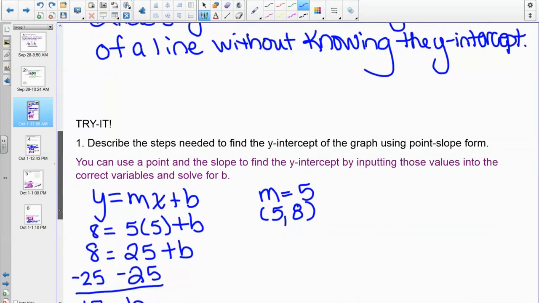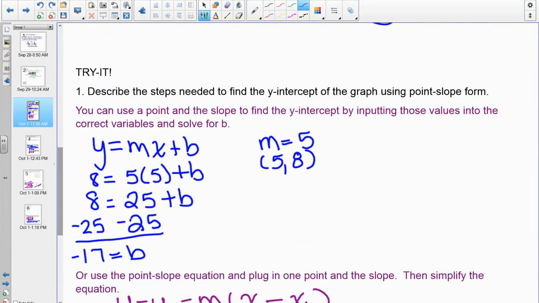So the tryout says, describe the steps needed to find the y-intercept of the graph without point-slope or using point-slope form. So we just talked about you don't have to have point-slope form, but can you, if you're in point-slope form, find the y-intercept? So I gave you two options here. So the first one is you could just start in y equals mx plus b format, because we're looking for the y-intercept, and so that's the format you'd be using.